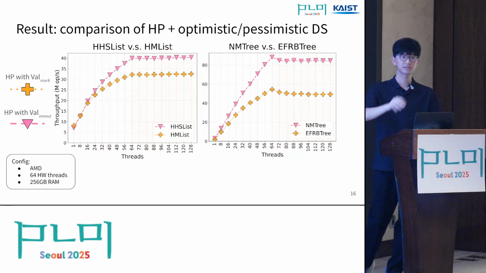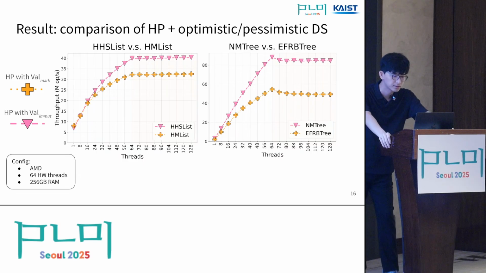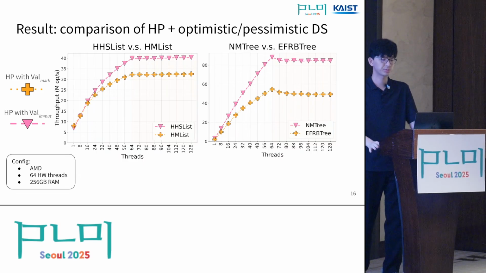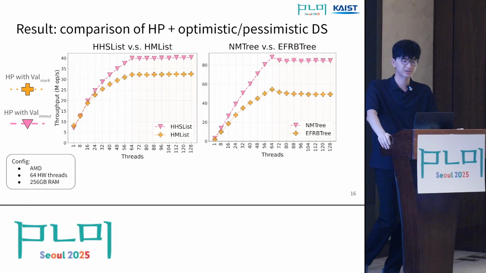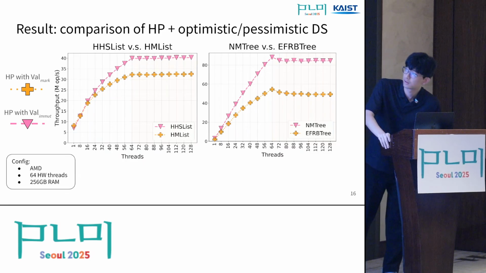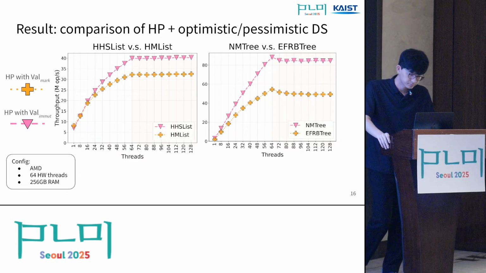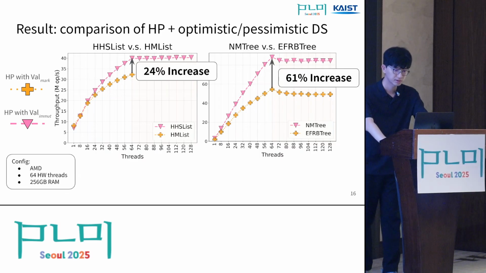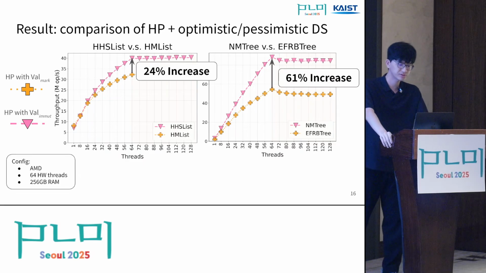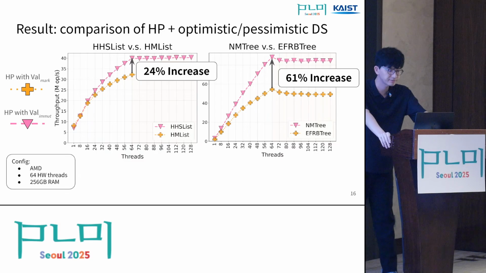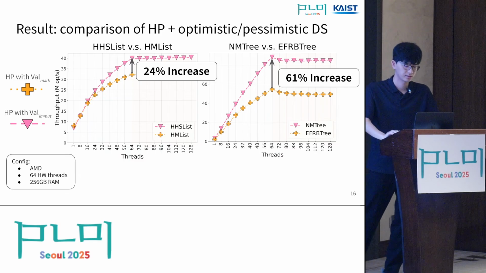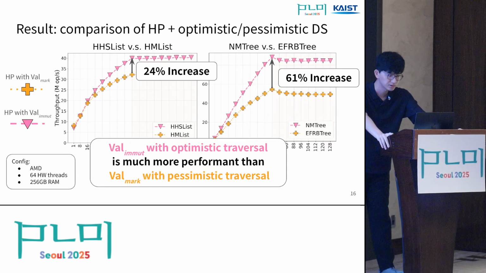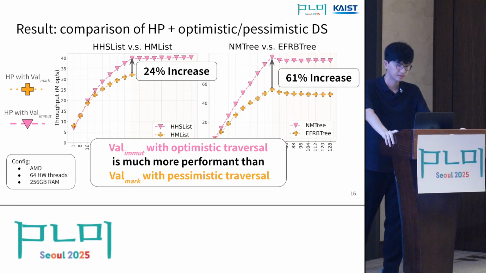Now, let us see some experimental results. In these graphs, we compare hazard pointers with our optimistic validation strategy val_immut, colored in pink, and the pessimistic validation strategy val_marked, colored in orange. And thanks to optimistic traversal, data structures using val_immut outperform those using val_marked by a large margin, up to 24% for lists and 61% for trees. In conclusion, we see that val_immut is much more performant than val_marked thanks to the power of optimistic traversal.